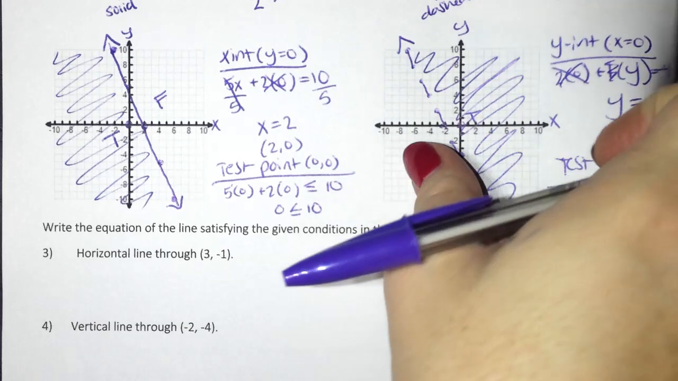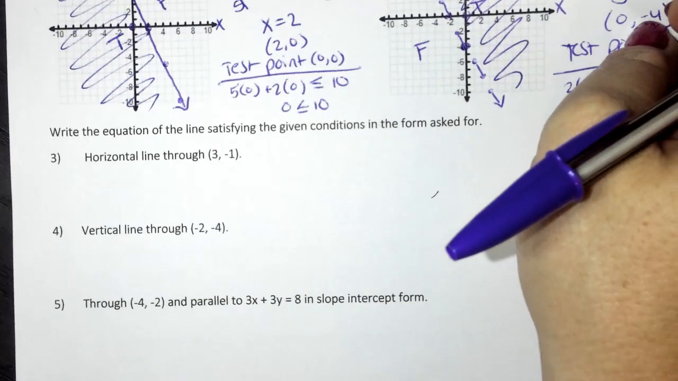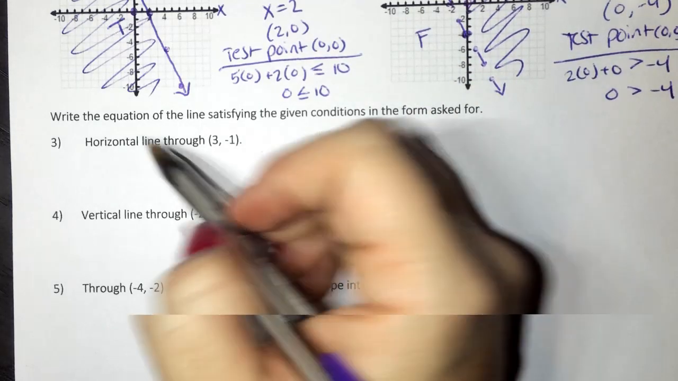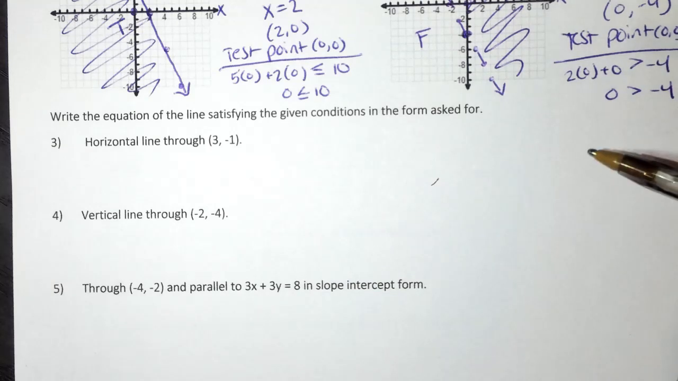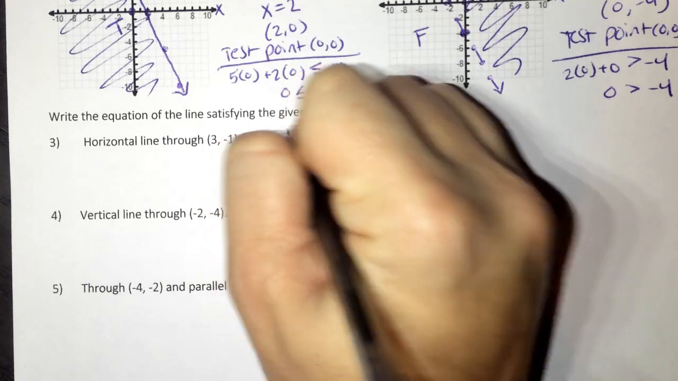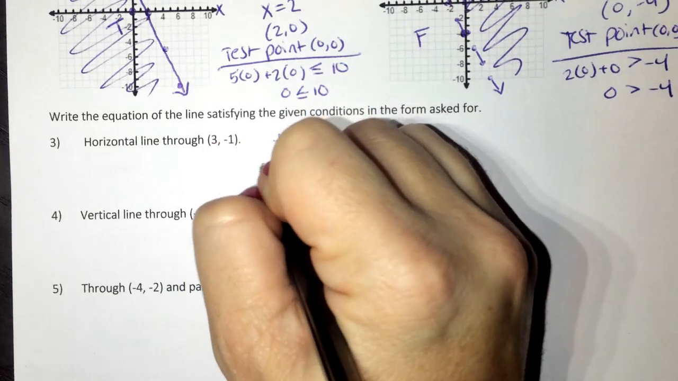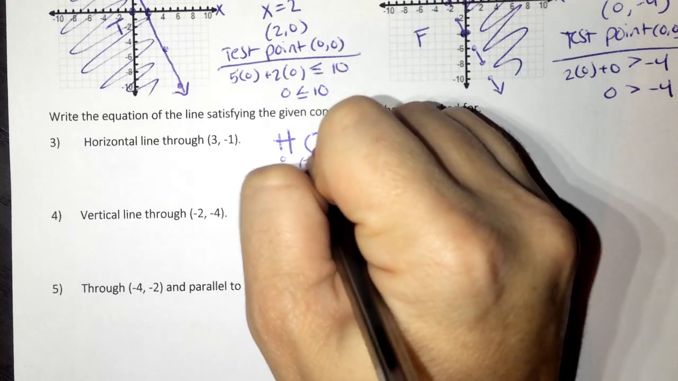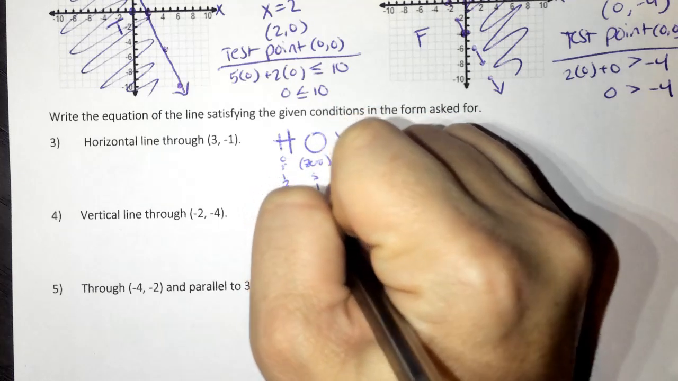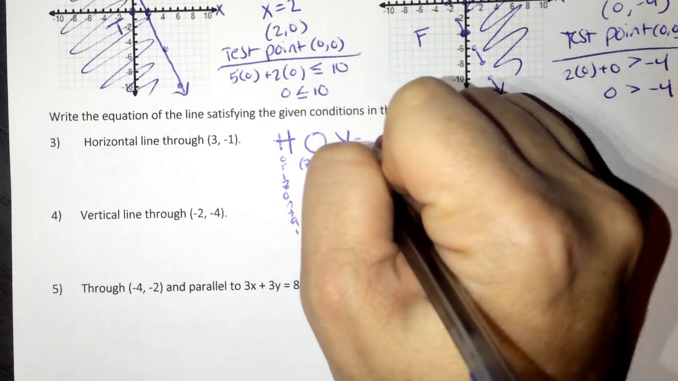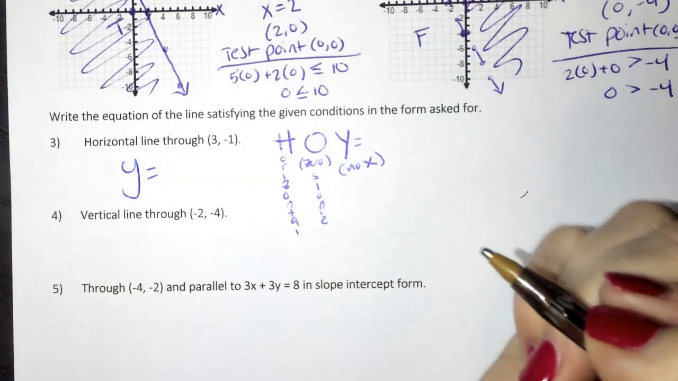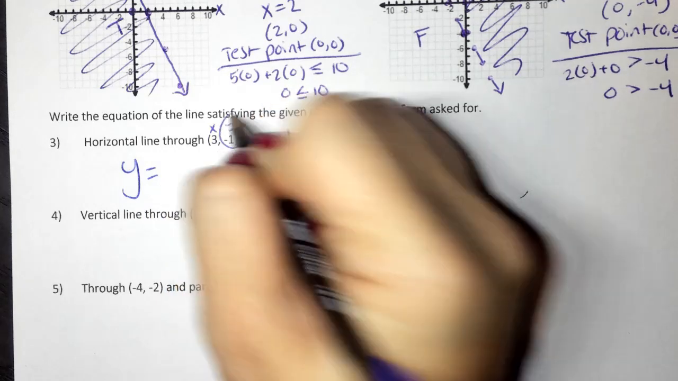Okay, so now we're going to look at number 3 and number 4. So this one tells us to write the equation of the line satisfying the given conditions in the form asked for. So this doesn't tell me a form, but I know horizontal and vertical lines are special cases. So I know that horizontal is HOY, and it stands for horizontal, 0 slope, y equals no x equation. So knowing that, I know it's a y equals no x, and it's just the y of my point. So y is -1.